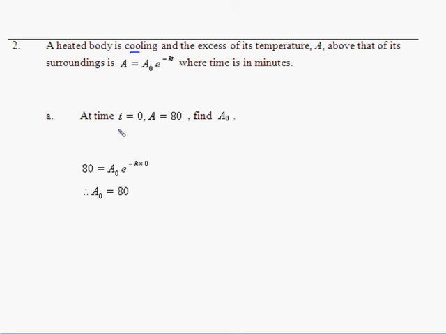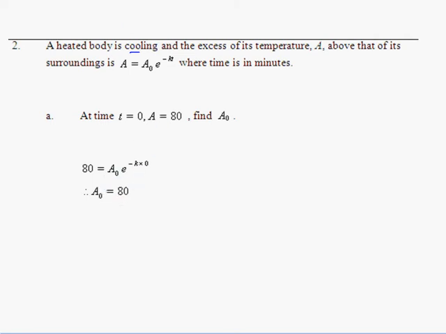So at time t equal to 0, A is equal to 80, so find A0. Do the substitution. So A is 80, t is 0, so A0 would be equal to 80. And this is what a lot of problems will do: find that constant out front first.